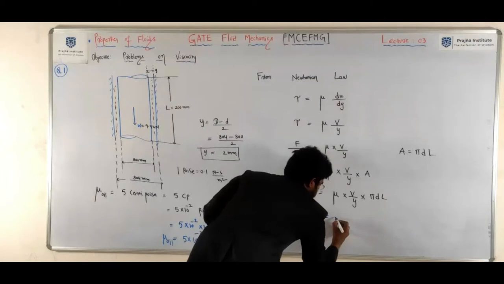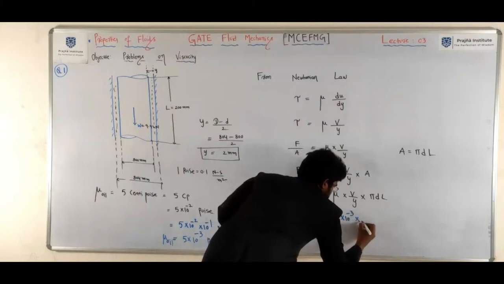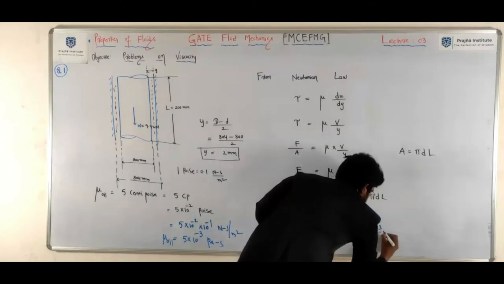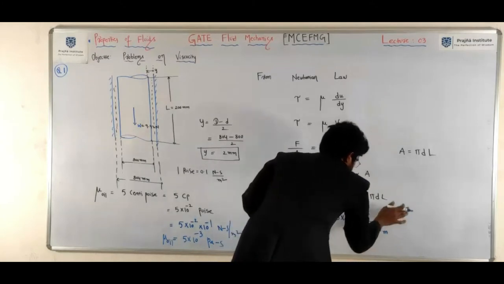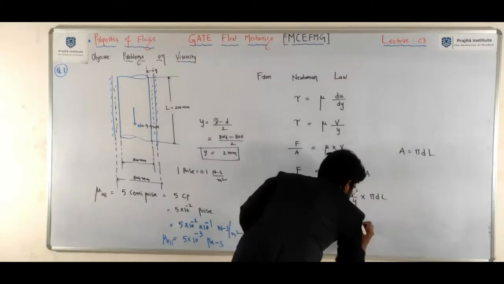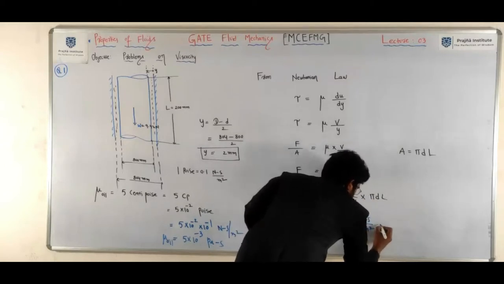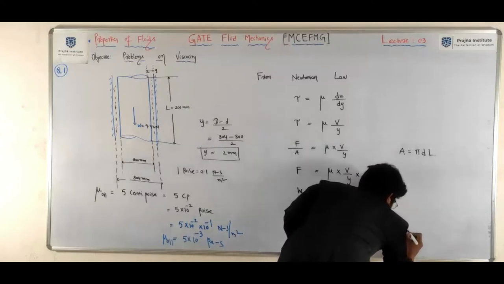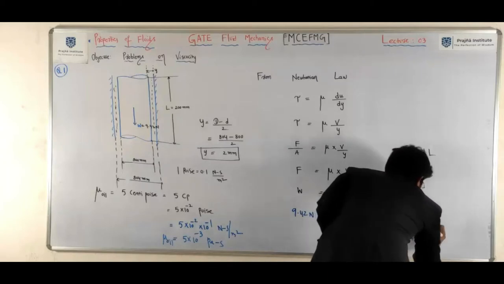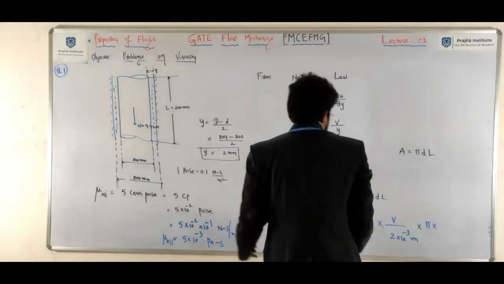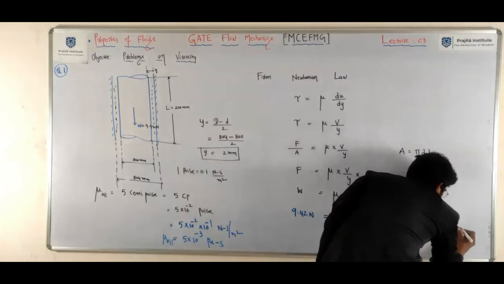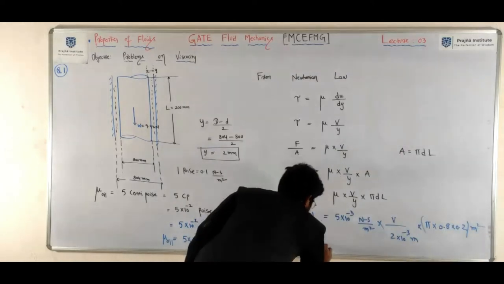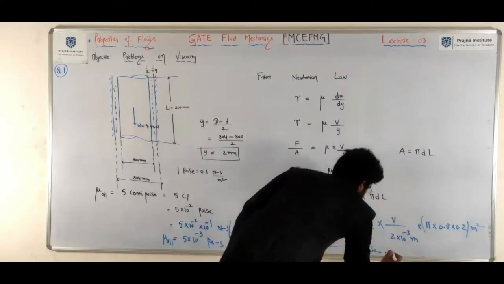9.42 newton is equal to 5 × 10⁻³ newton second per meter square, into V by 2 × 10⁻³ meter, into pi, D is 0.8, times 0.2 meter square. Finally, velocity V is equal to dash meter per second.